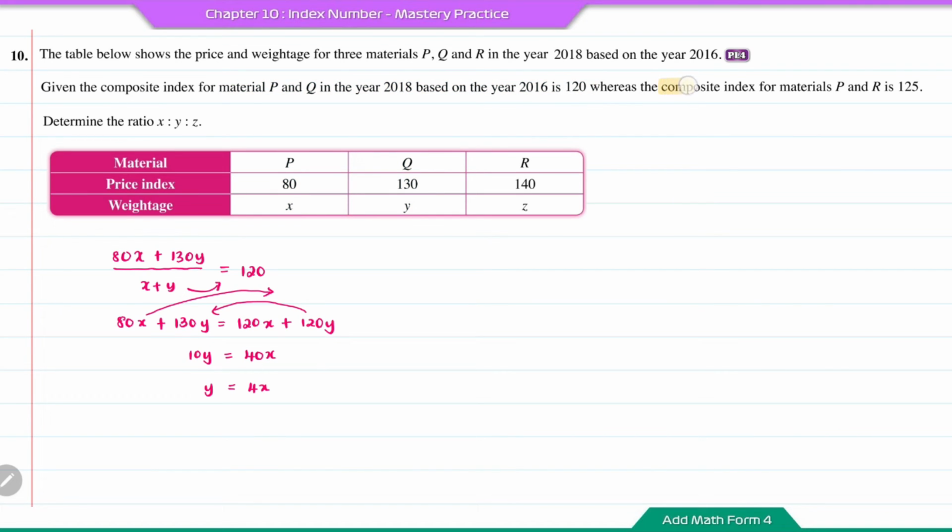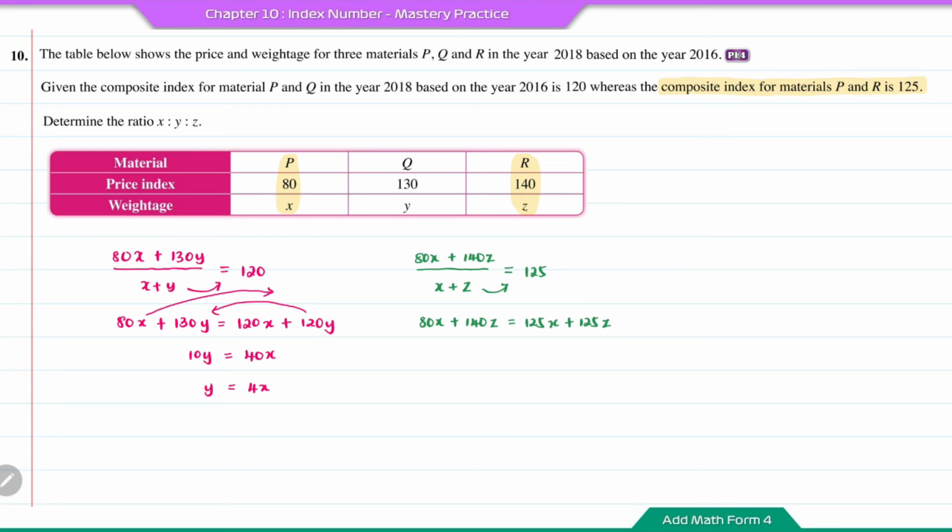Now, based on the other information, the composite index for materials P and R is 125. So to find the composite index of 125, we're going to use 80 times X, which is 80X, plus 140 times Z, which is 140Z, over the total weightage of P and R, which is X plus Z. This will be equal to the answer given, which is 125. Next, I'm going to move the X plus Z to the right hand side. This will be 125X plus 125Z.